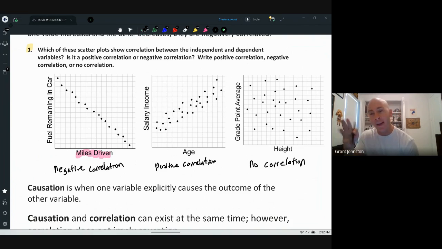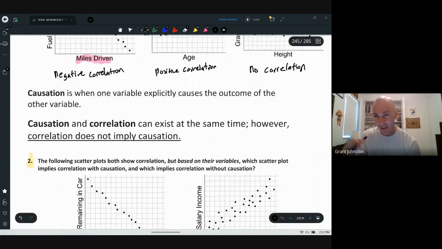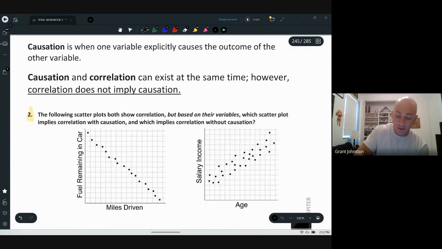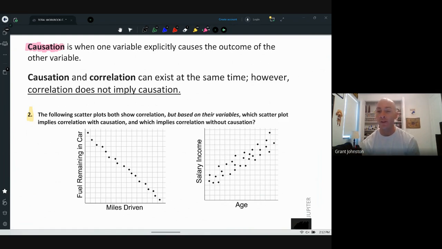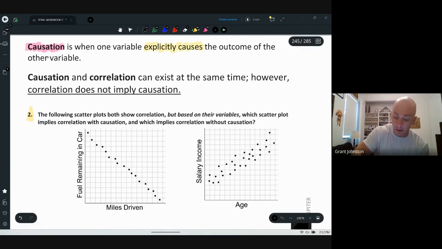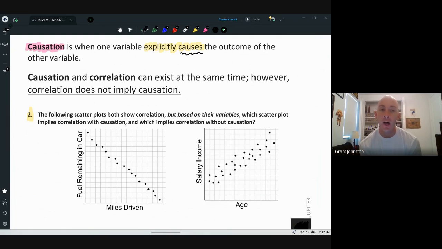So now, I'm kind of touching on this a little bit, and we have this new term here, we call this causation. So this is kind of a really tricky idea. We have correlation that's just saying, okay, look at the graph, are they correlated? And now we have causation. And causation is when one variable explicitly causes, that's why it's called causation, the outcome of the other variable. So this can get a little tricky.